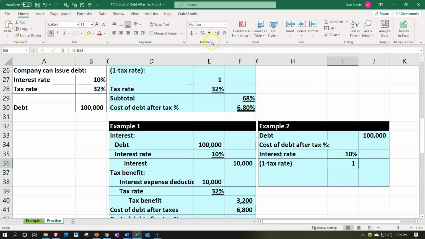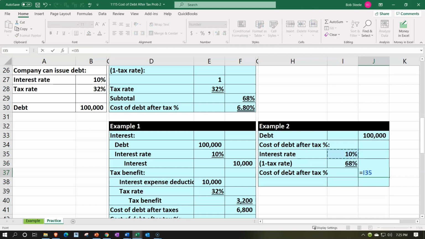And then we're going to go to the numbers group and percentify that. And then let's underline it, font group, and underline it. And that's going to be the cost of debt after tax percent. Pulling out to the outer column, we're taking the 10% times the amount basically after, not including the tax, right? The 100% minus the tax rate, or the 68% in this case.